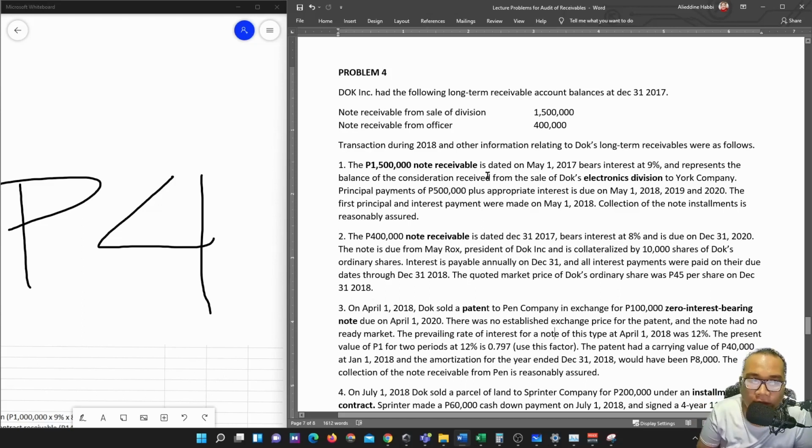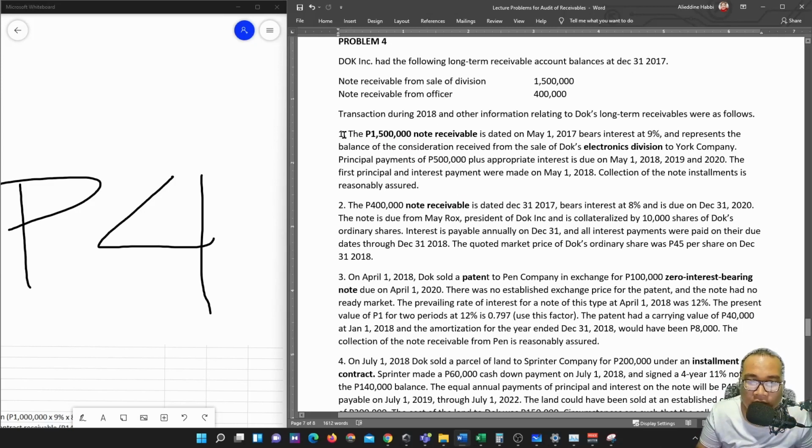But anyways, problem number 4. Doc Incorporated had the following long-term receivable accounts balances as of December 31, 2017. Transactions during 2018 and other information relating to Doc's long-term receivables are as follows. So apat na scenario tayo.